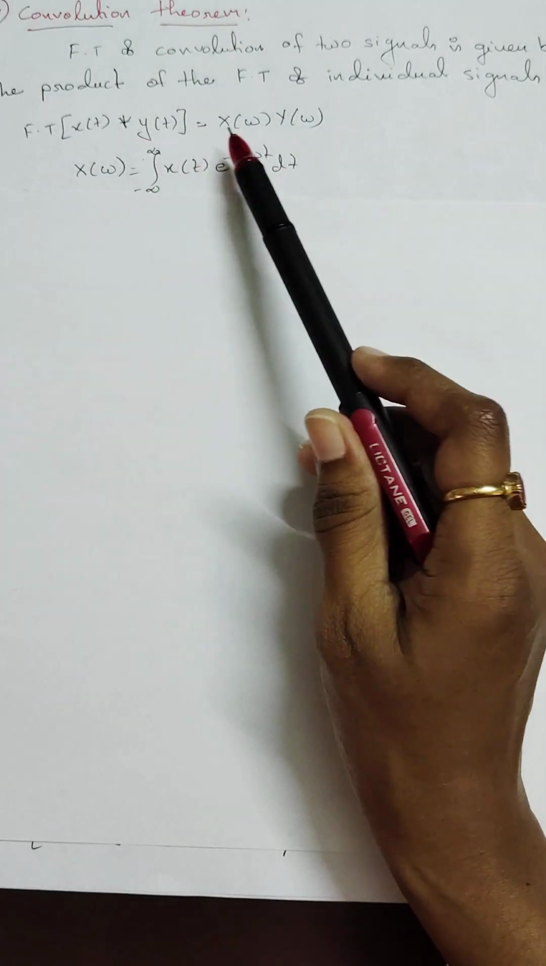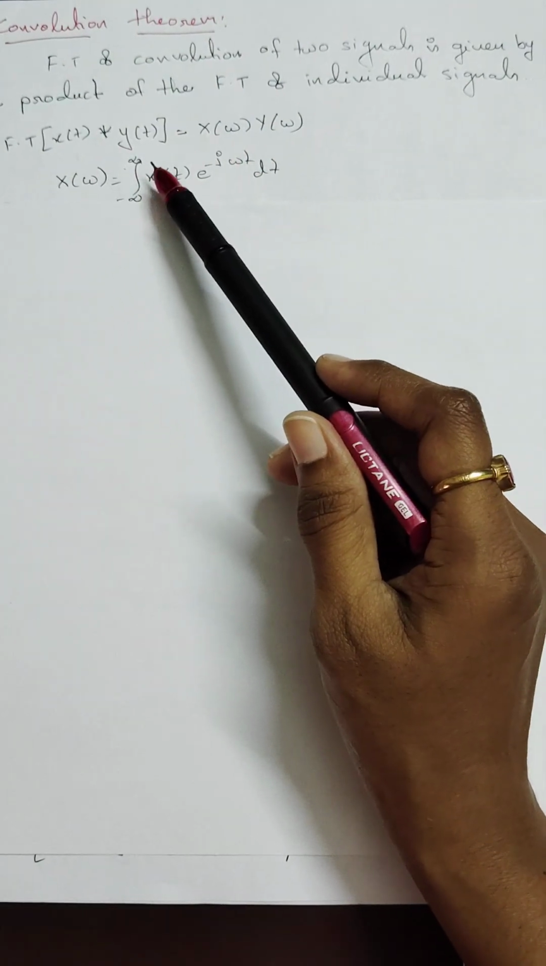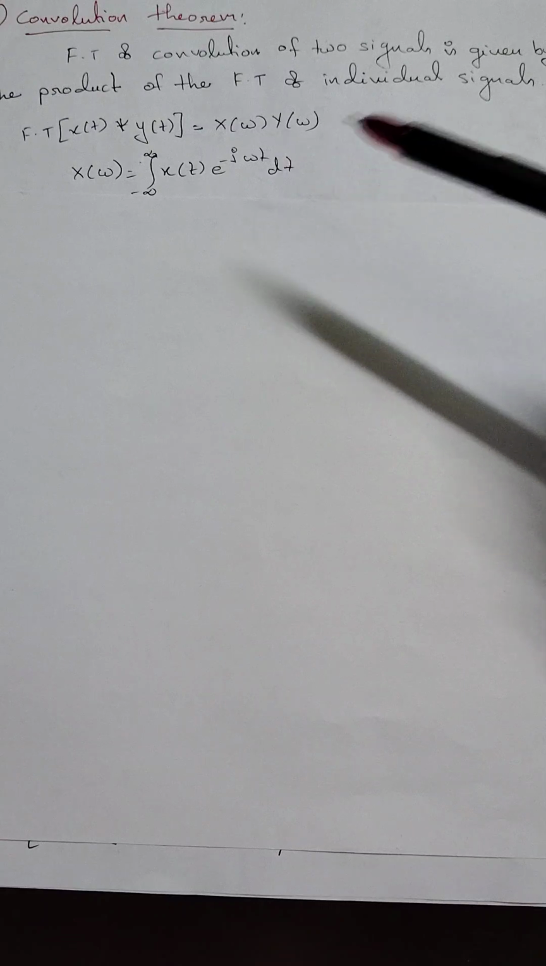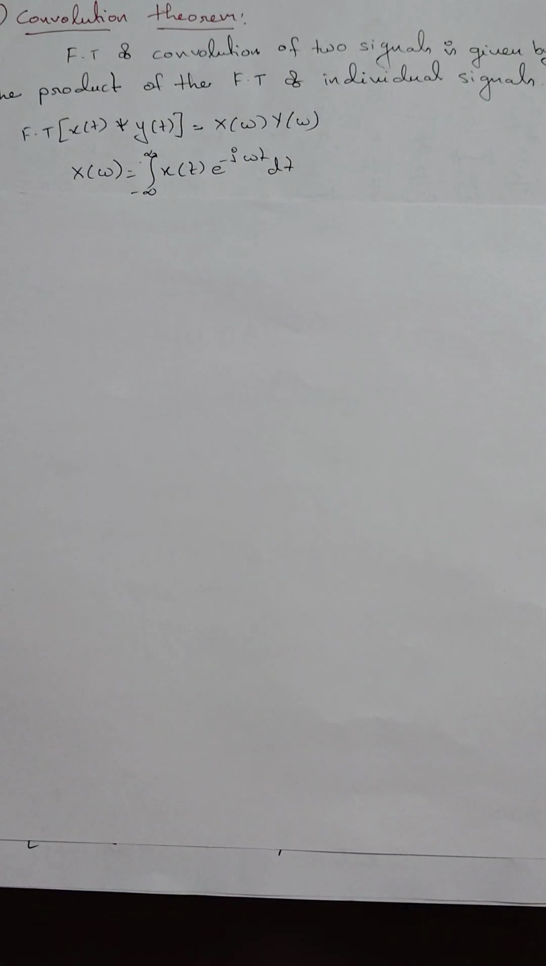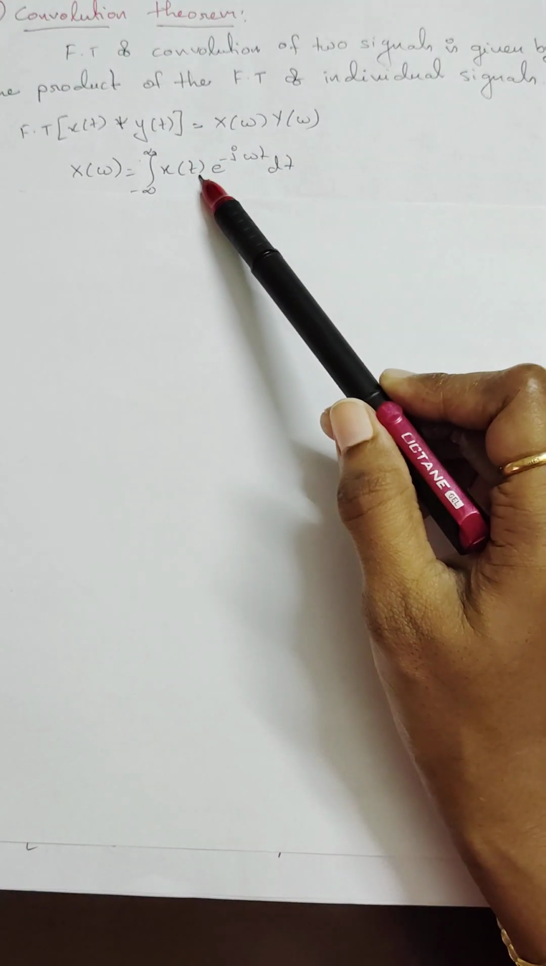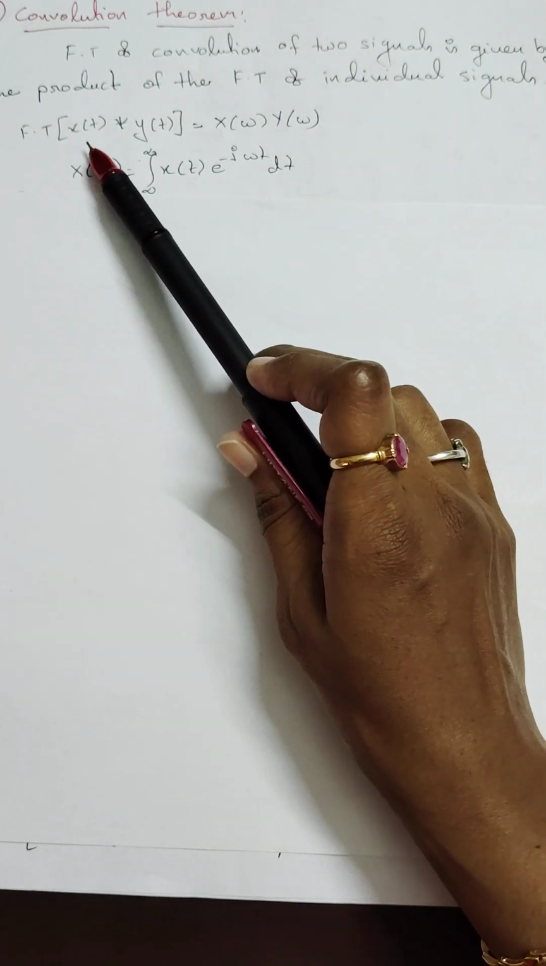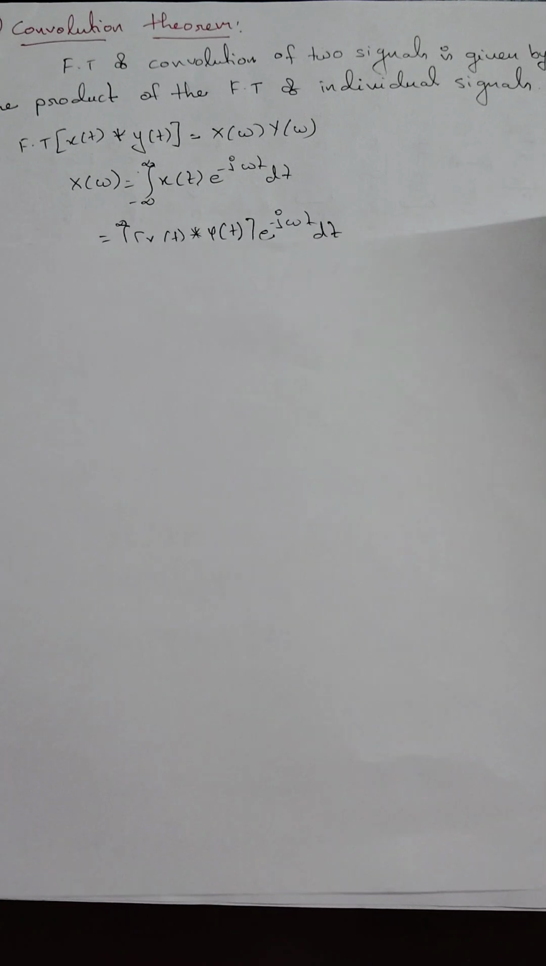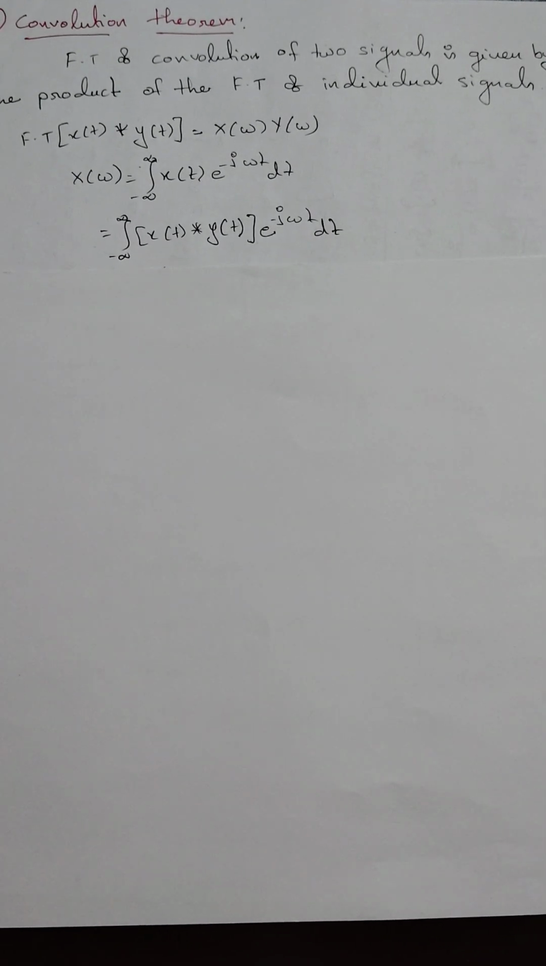So we have to prove this. First we write the formula of the Fourier transform, that is X of omega is equal to integral from minus infinity to infinity x of t e power minus j omega t dt. Now what is the x of t value? This x of t is nothing but the convolution of x of t with y of t. So you have to substitute that convolution value.